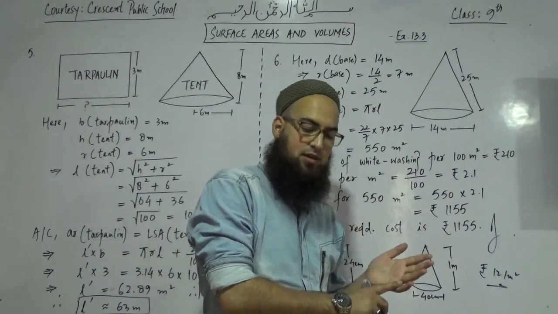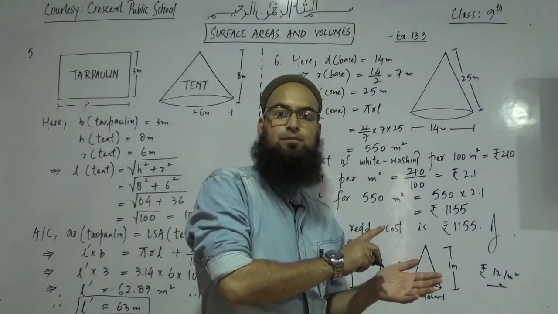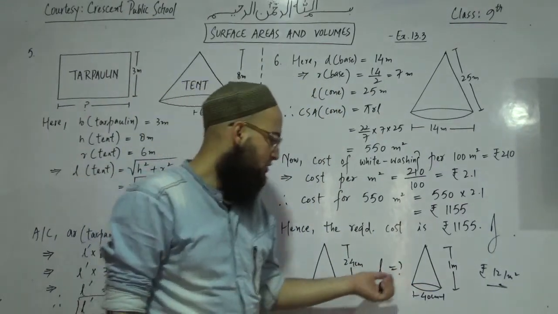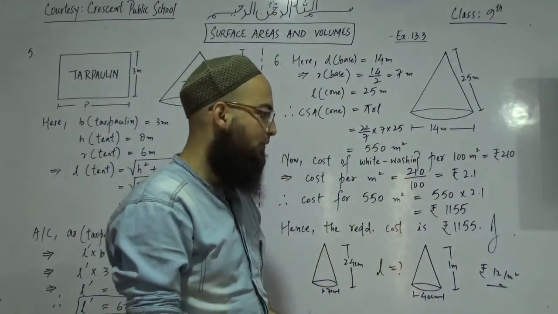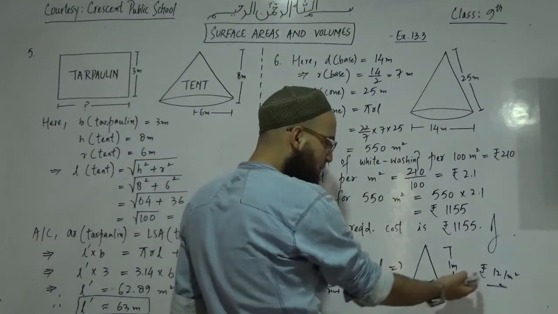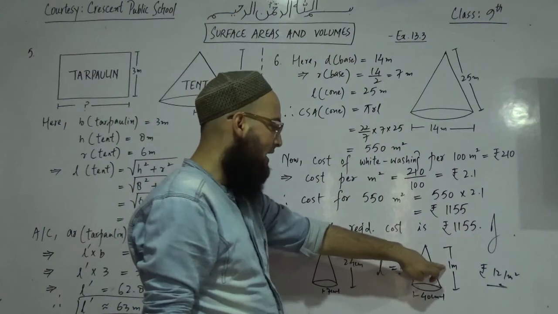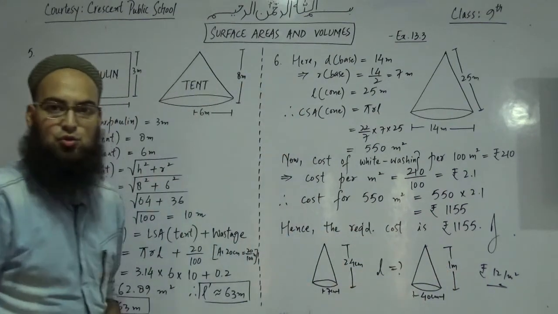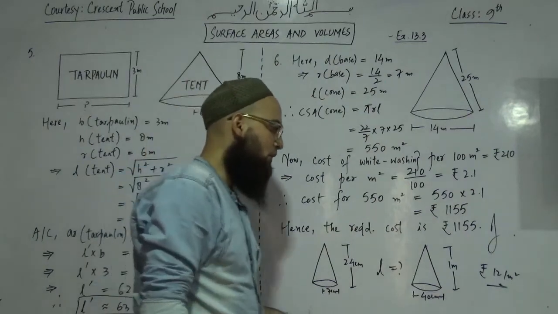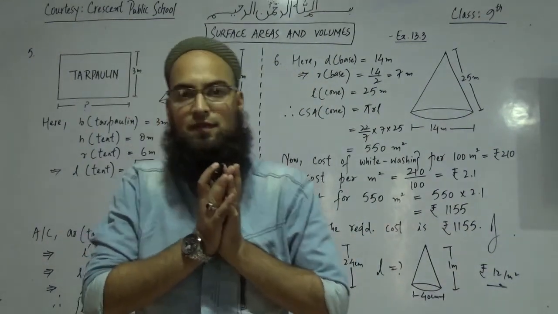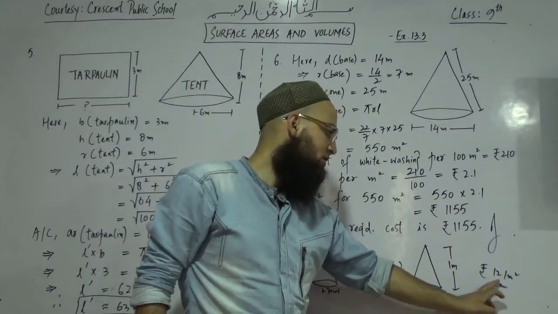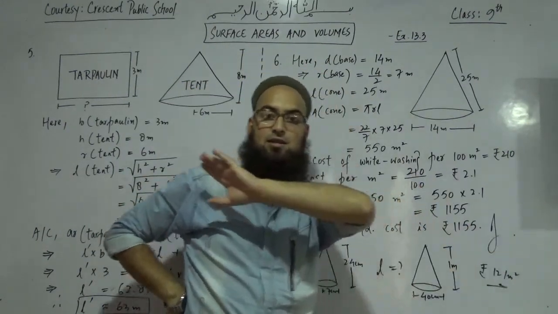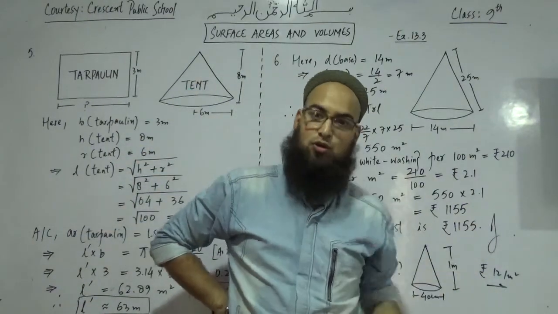Now you have the radius and the slant height, so you get the curved surface area, pi r l. Take pi as 3.14. Then 3.14 times radius 20, times the slant height. So you have the curved surface area of one cone, then multiply it by 50 to get the curved surface area for 50 cones. Now for 1 square meter the cost is 12, so multiply that curved surface area of 50 cones by 12. That is the total cost for painting.